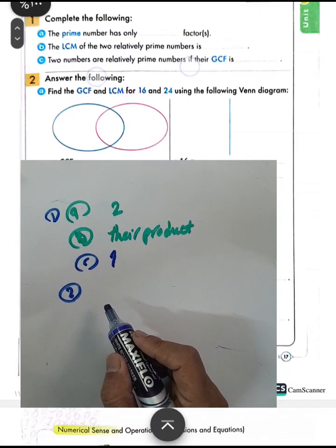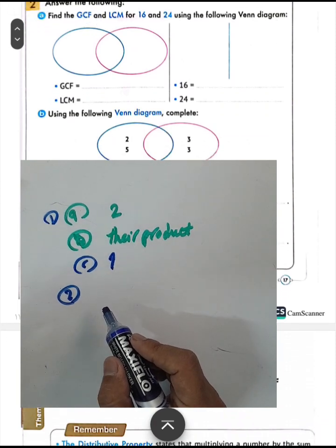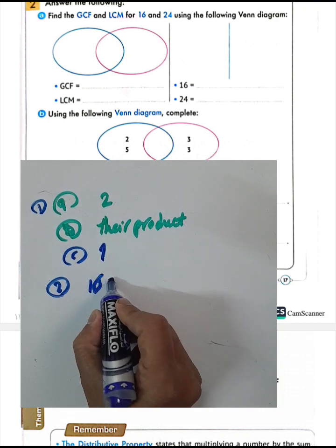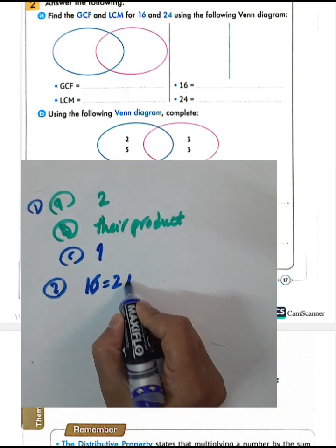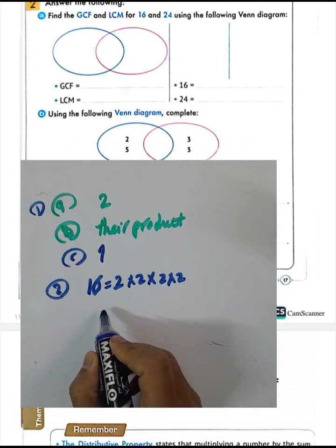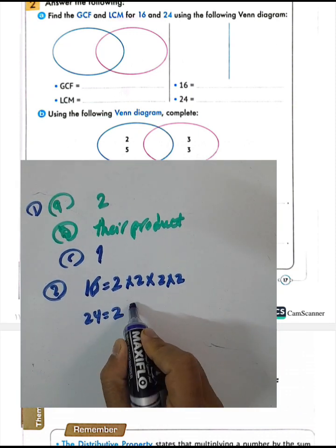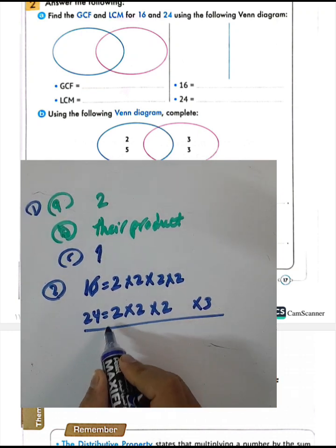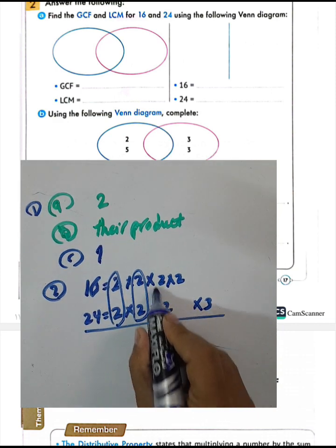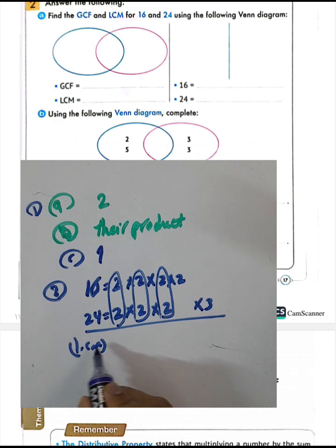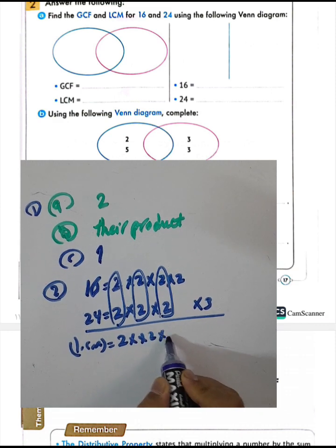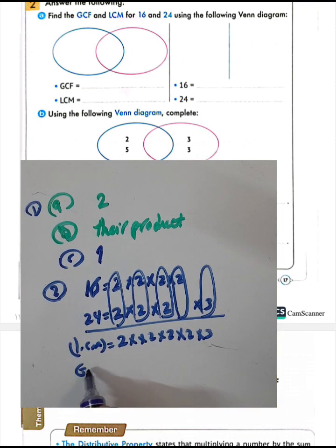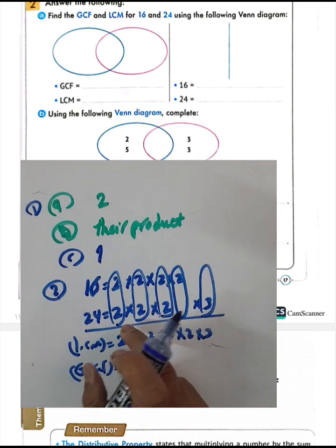Find the greatest common factor and least common multiple of 16 and 24 using the following Venn diagram here. Okay, we know in this example 16 will be 4 times 4, and 4 equals 2 times 2. And then 24 will be 2 times 2 times 2, which is 8. 8 times 3 equals 24. And then draw circles here to find the least common multiple. It will be 2 times 2 times 2 times 2 times 3. And we find the common factors between the 2 numbers from the common part only.